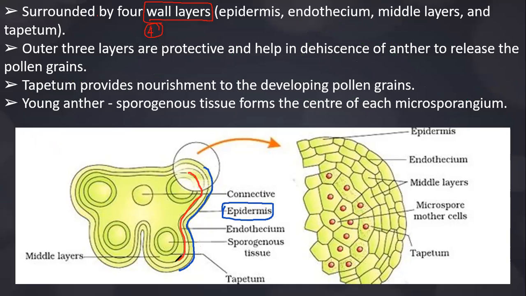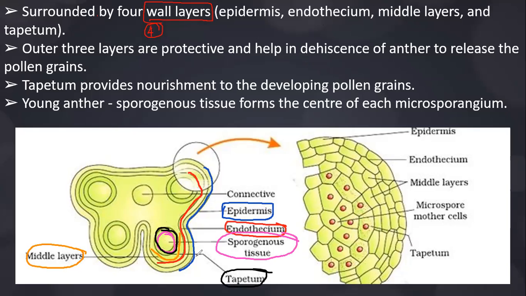Okay, the red color is the endothecium. Inside the endothecium, you will have the middle layers. The orange colored structure you will call the middle layers, and inside you will have the sporogenous tissue. The pink colored is the sporogenous tissue, and just outside the sporogenous tissue, you have a black colored layer which is known as the tapetum.